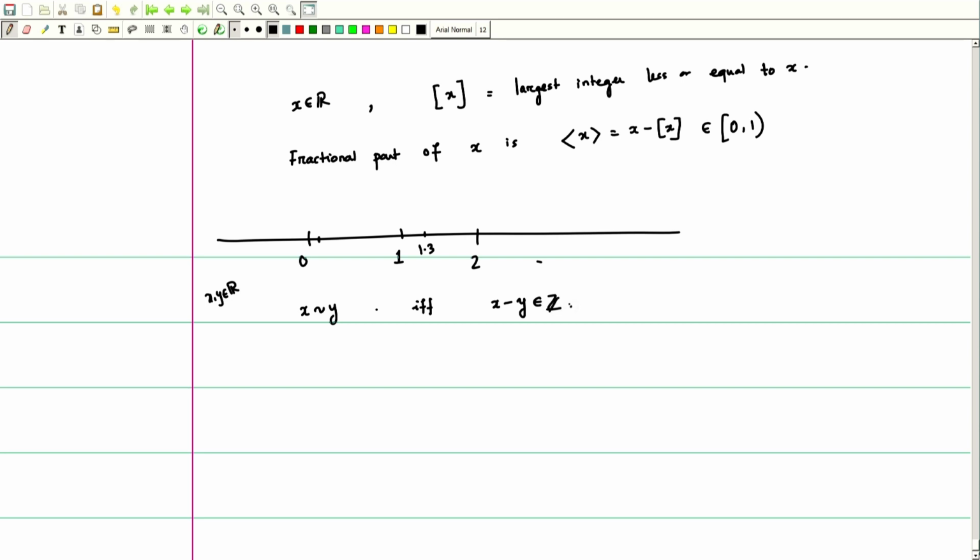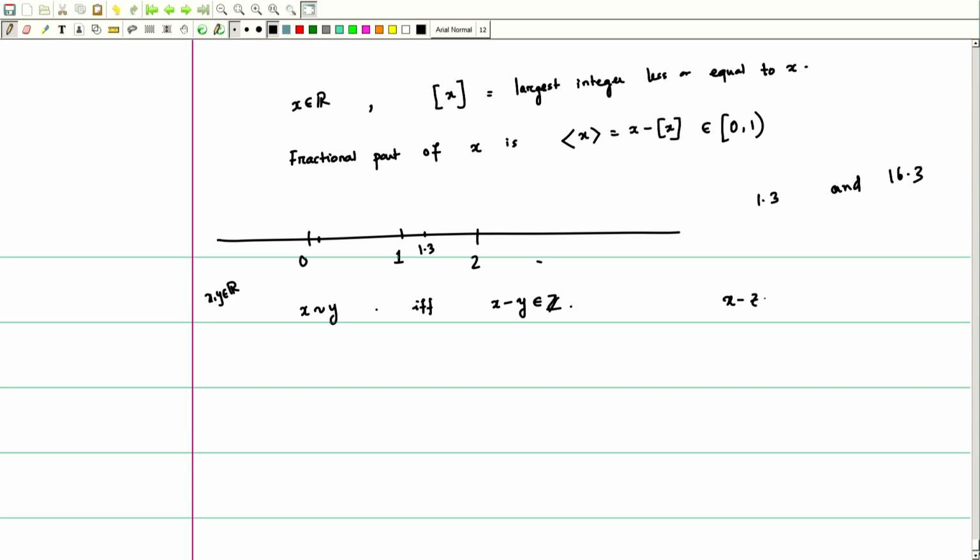That means 1.3 and 16.3 are related. In other words, what I am saying is, you take the fractional part of x and the fractional part of y, and if they are equal, then I will say that x is related to y.